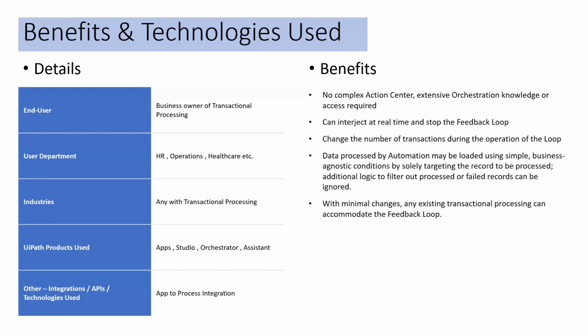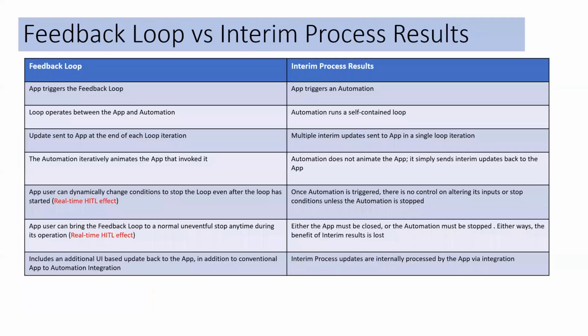Okay. Now, what is the benefit we are getting? We have already talked a lot about the benefits, so I am just going to give a gist. There is no complex Action Center. You don't have to give access to Orchestrator to all the people. You don't have to manage the Action Center. You can get real-time feedback, stop the feedback loop, restart the feedback loop, and all those possibilities. You can change the number of transactions during the operation, 10, 3, 5, 20, 25. That is all possible. That's the benefit we are going to get.